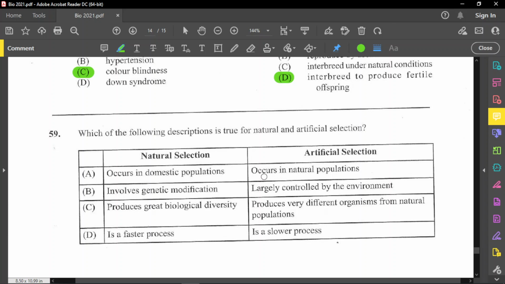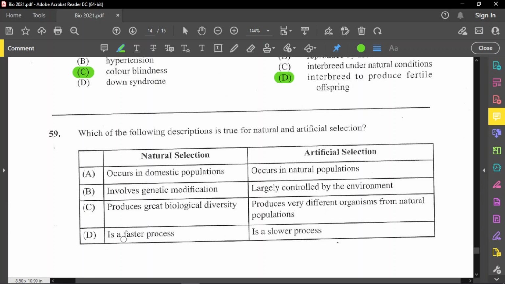And so here it said involves genetic modification. That's not natural at all. That's more artificial. And so C said produce great biological diversity. If it's natural selection, yes, you may produce diversity because the organisms will have to adapt to the changes within the environment. So as the environment changes, the organisms will naturally select it to suit that environment and produce very different organisms from the natural population. If it's artificially selected, then just generally over a period of time, you may see total differences from the original population itself. So C is not a bad one at all.